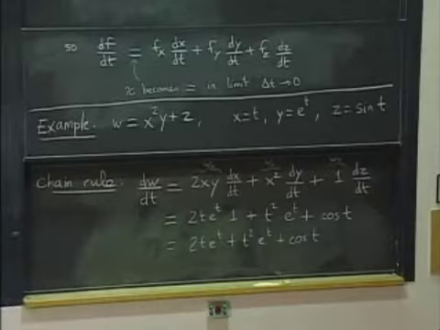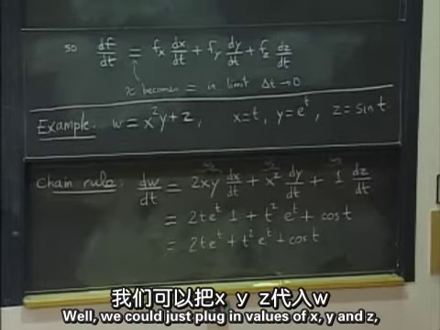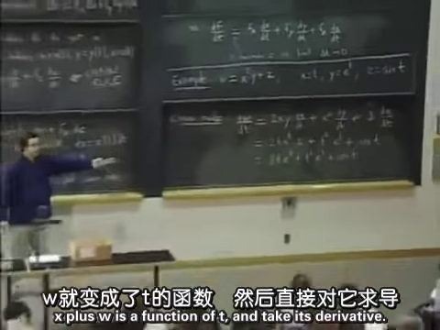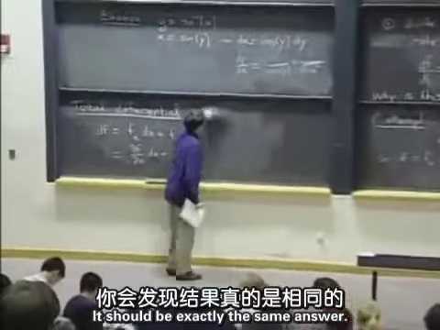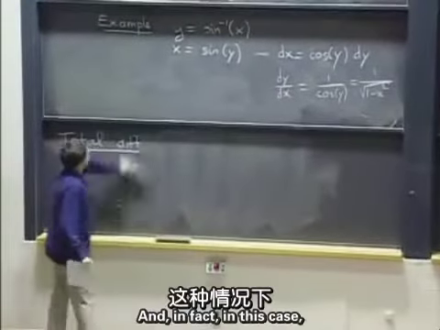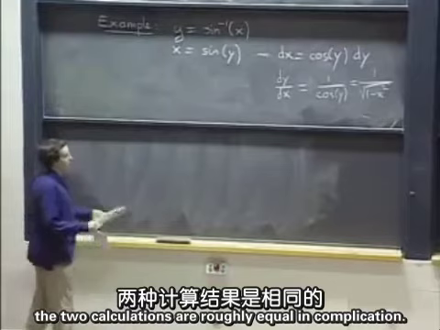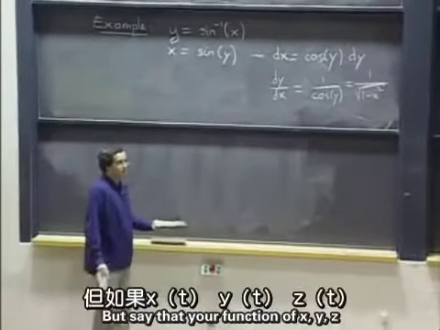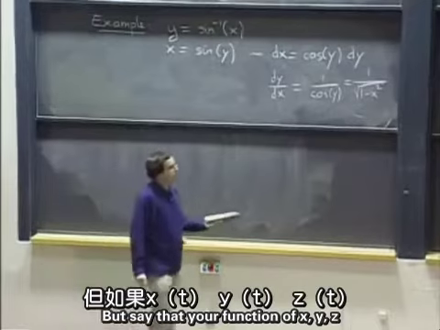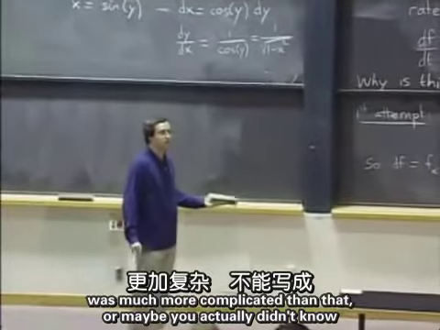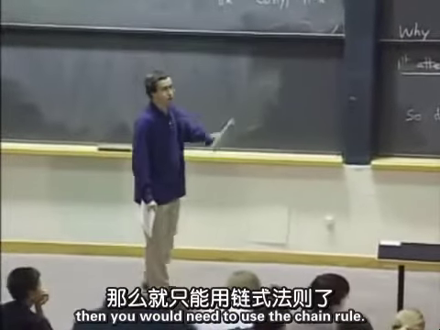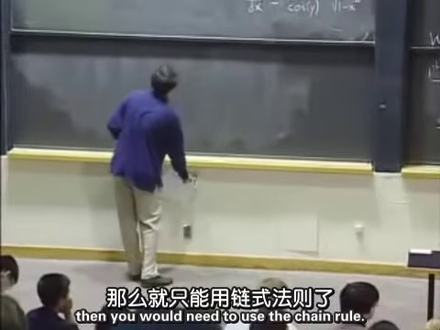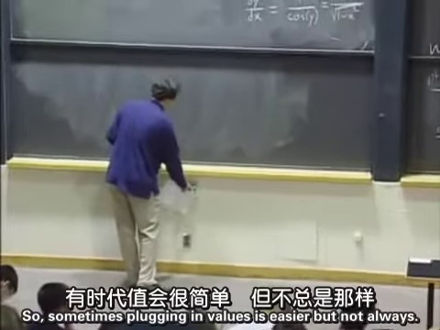How else could we find that? Well, we could just plug in values of x, y, and z, express w as a function of t, and take its derivative. Let's do that just for verification. It should be exactly the same answer. And in fact, in this case, the two calculations are roughly equal in complication. But say that your function of x, y, z was much more complicated than that, or maybe you actually didn't know a formula for it, you only knew its partial derivatives, then you would need to use the chain rule. So sometimes plugging in values is easier, but not always.